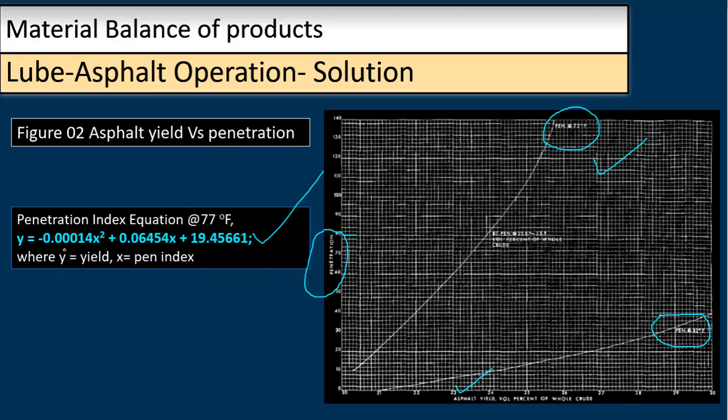This is y is equal to 0.00 x squared plus 0.0645 x plus 19 point something, where you have to take care that y is the yield and x is the penetration index. So you simply put the value of x as 80 in this case, and we can find out the y, that is the yield value. So we can use this equation to find it.